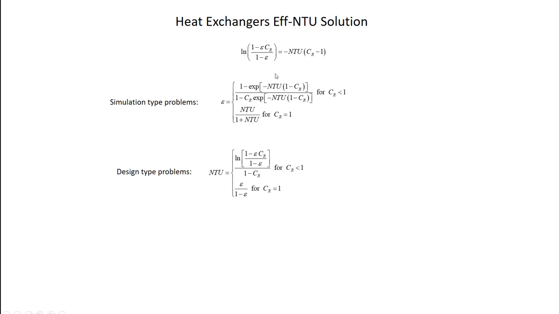All right, so this is progress for sure. The last thing that makes this super useful is I can solve this for the effectiveness, or I can solve this for the number of transfer units. And those two solutions are useful for different kinds of problems, right? So if you think about a simulation kind of problem, that's a problem where you have a heat exchanger, right? You know its UA, you know how you want to operate it, right? So you know the capacitance of the two streams, you can calculate the NTU, you can calculate the capacitance ratio, and what you want to understand then is how is this heat exchanger going to perform?